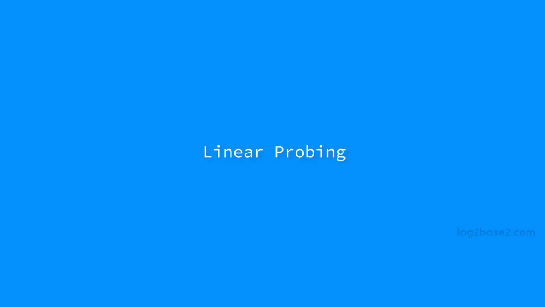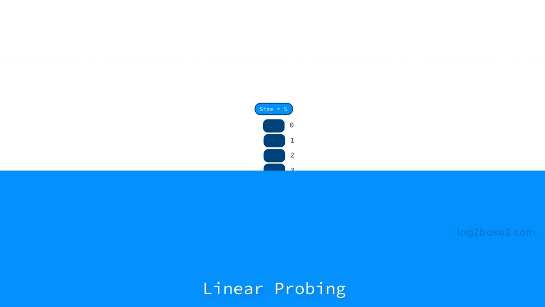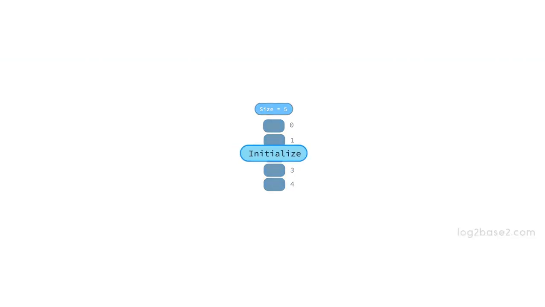In linear probing, if any collision occurs, the formula to calculate the new key value is f(x) = (x + i) mod size, where i = 1, 2, 3, 4, and so on. Let us insert some data and understand the working principle of linear probing. First, let us create and initialize a hash table of size 5. Now all the indices are filled with value -1, which means all the indices are currently available for insertion. And we have key equal to data mod size.